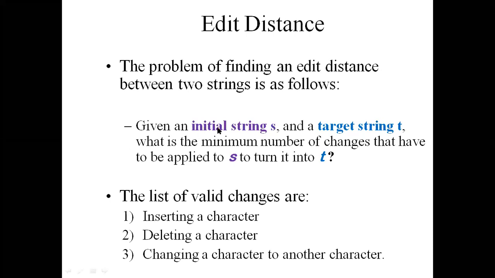So given an initial string S and a target string T, the target is T and the initial string S is given, and you need to convert S into T. So what is the minimum number of changes that have to be applied to S to turn it into T? How many changes do we need to make in the given source string to get the target string T?